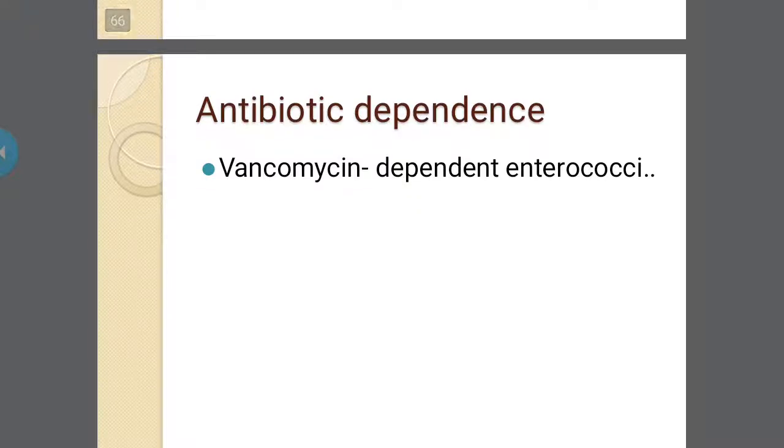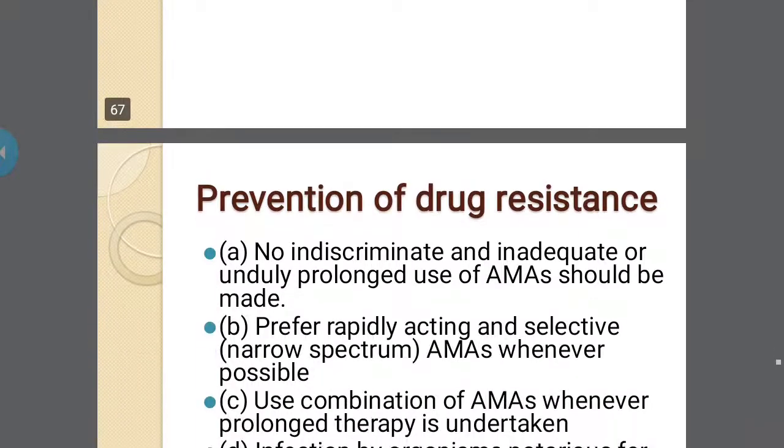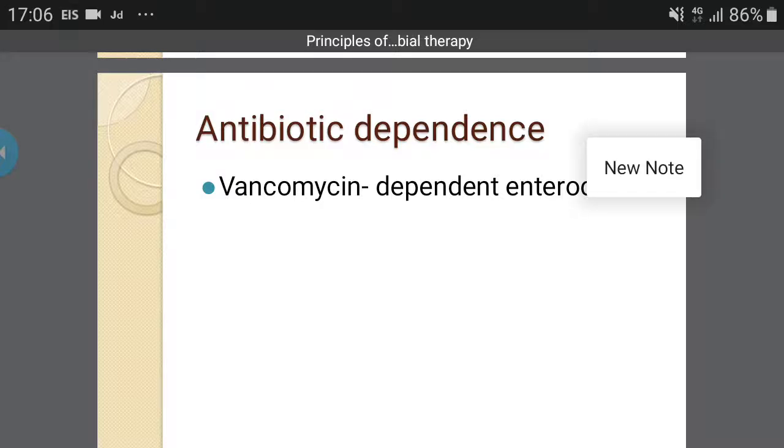Also there is one example, antibiotic dependence, that is very rare, that is vancomycin dependent enterococci. So here what happens, enterococci will use vancomycin as their nutrition source. So that is called antibiotic dependence. That is very rare, but that is a unique variety of the drug resistance.